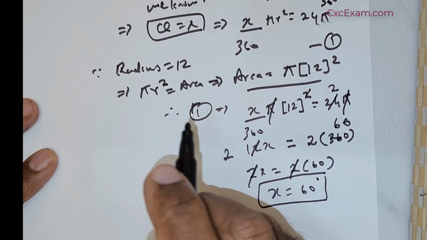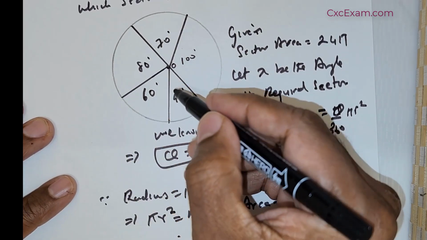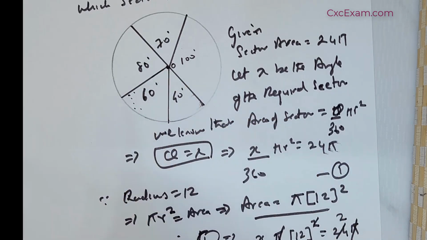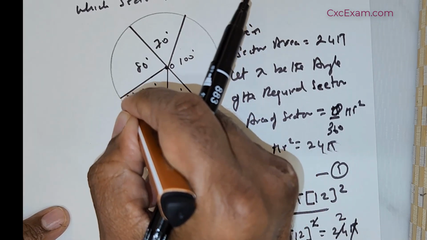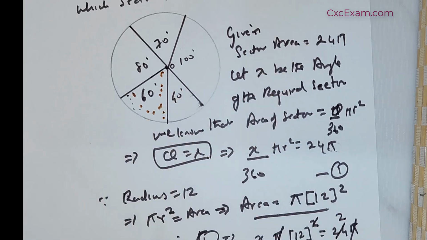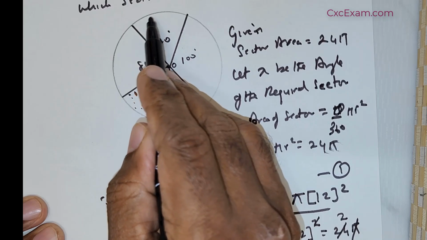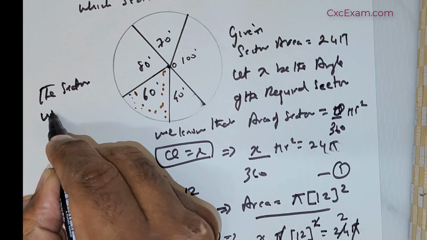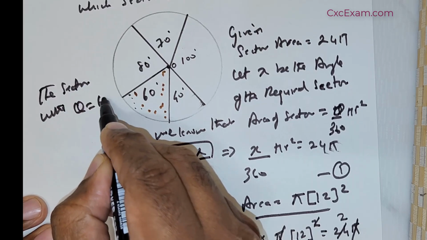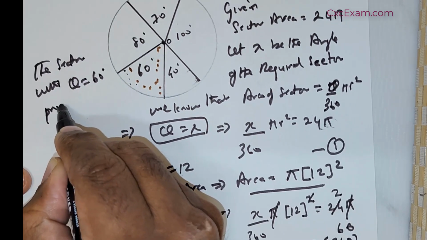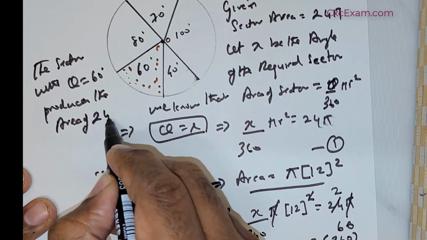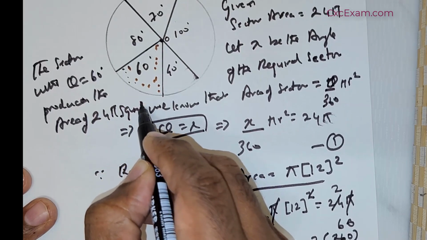Okay. So go back to the figure and find that piece, that segment. So which is that segment? This is that segment. So this is the required segment. So the solution is what? They are asking us which sector. The sector with theta equal to 60 degrees produces the area of 24 pi square units. So that's just for the conclusion.